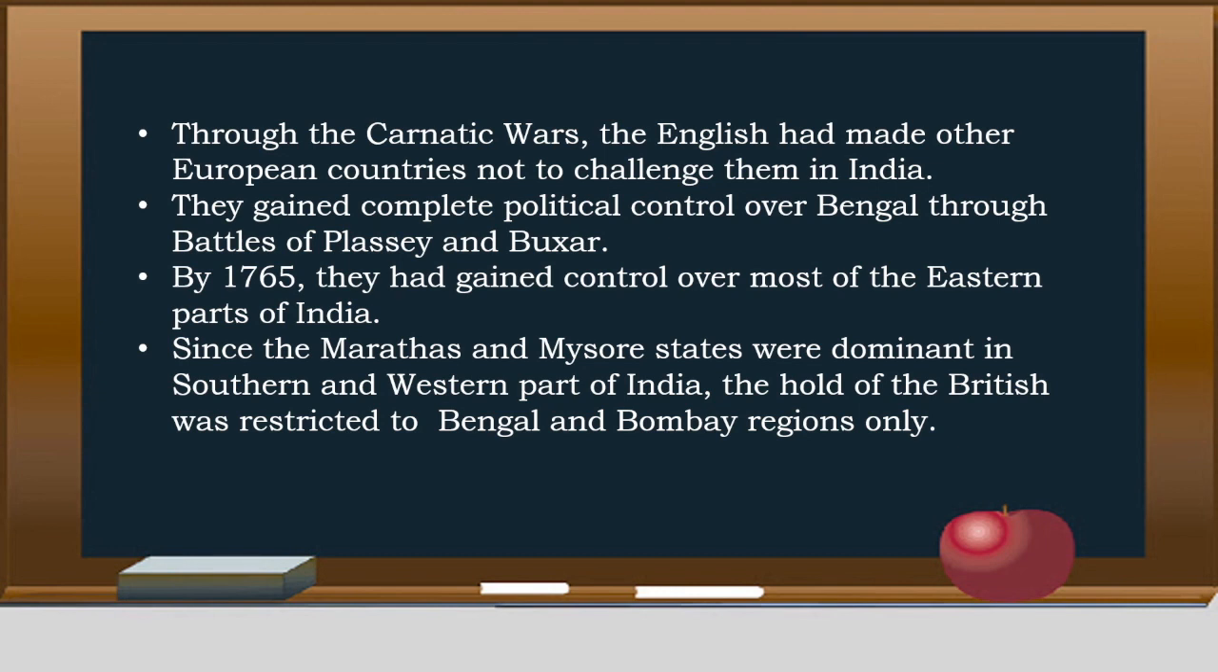We learned in the previous chapter that after 3 Carnatic wars, the English had won over the French, and after winning over the French, the English had made other European countries not challenge them in India. They had gained complete political control over Bengal through the Battle of Plassey 1757 and the Battle of Buxar 1764. By 1765, they had gained control over most of the eastern parts of India: Bengal, Bihar, Orissa and Awadh. These were the eastern parts of India.